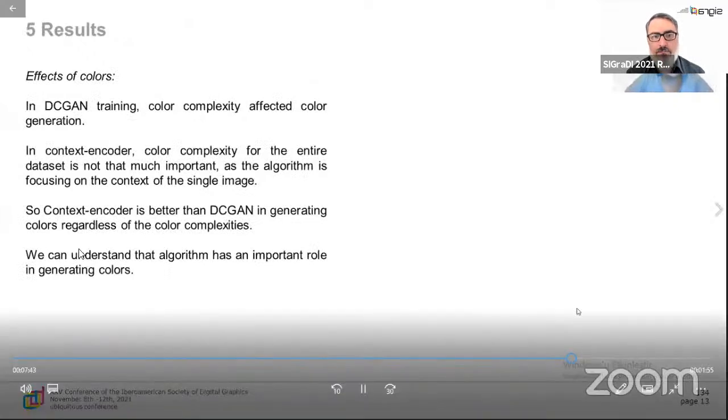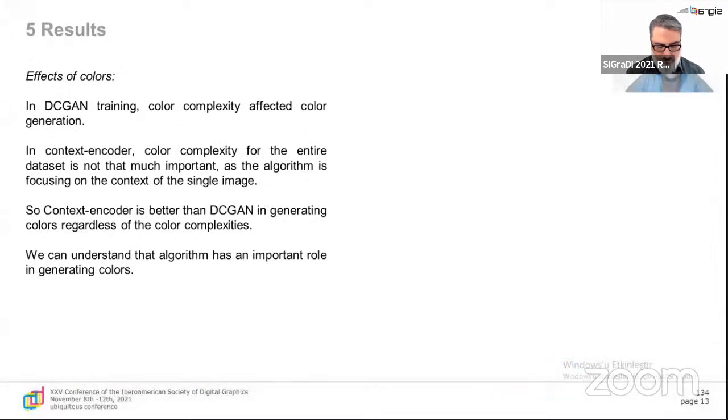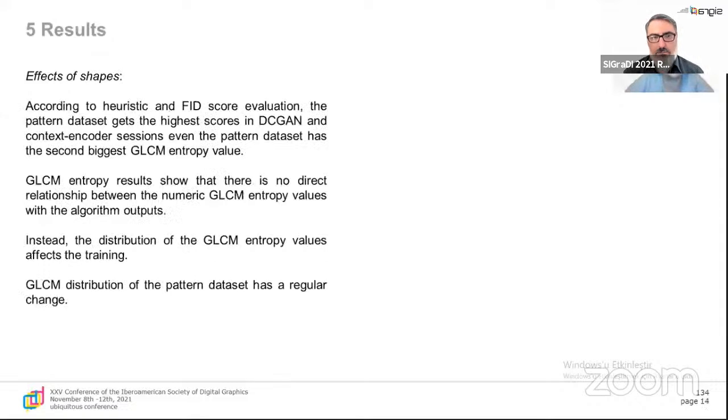So according to these results, color complexity affected color generation in DCGAN training. In the context encoder, color complexity for the entire dataset is not that important, as the algorithm focuses on the context of the single image. So the context encoder is better than DCGAN in generating colors regardless of color complexity. We can understand that the algorithm has an important role in generating color.